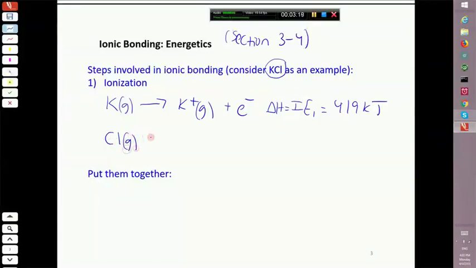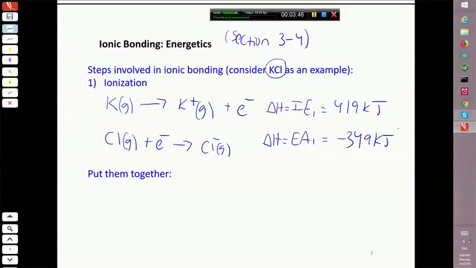And then the non-metal gains an electron. So a gas phase chlorine atom gains an electron to form Cl-. And the delta H for this step we refer to as electron affinity. So remember, when an element gains an electron, the energy change associated with that is electron affinity. So the electron affinity would be the delta H for this second step here, which is minus 349 kilojoules.